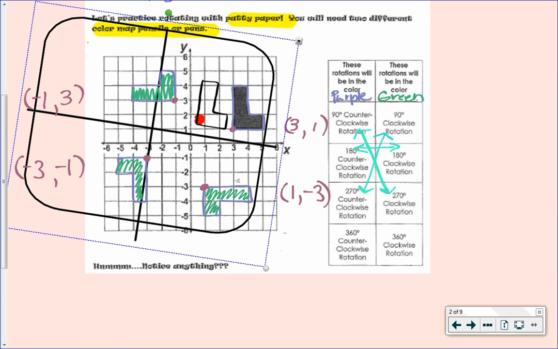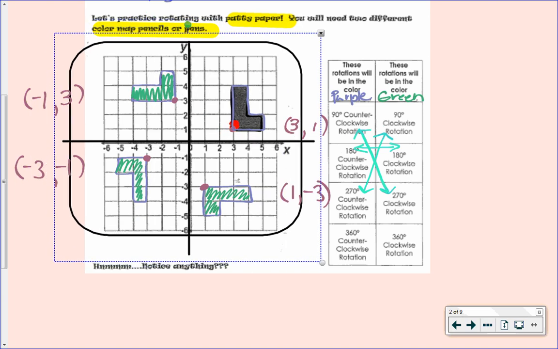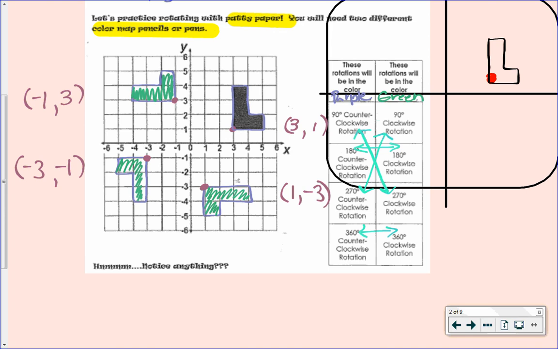We got one more. What's our last one? 360. 360 degrees clockwise. Where do you think that's going to bring us? The original. It's the original again. So these are the same as well. So if it says 360 degrees, it doesn't matter if it says counterclockwise or clockwise. Okay? Very good. All right, so I'm going to move my patty paper here.